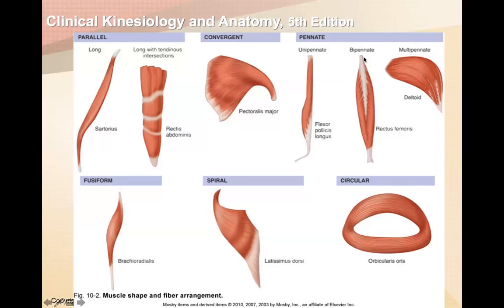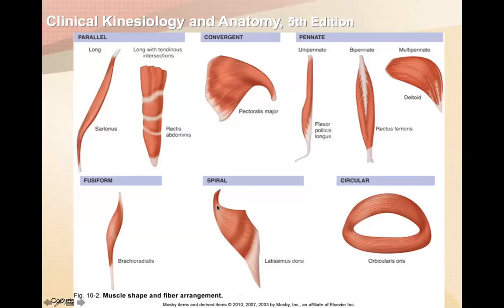Rectus femoris is bipinnate, even though it's also a long muscle. It's called a long muscle because it runs a long length, but it's also bipinnate too. Then you have a fusiform muscle, which is just kind of a little S shape.